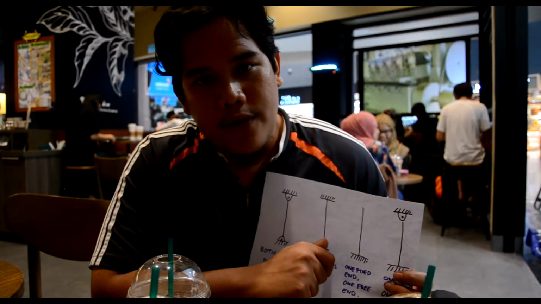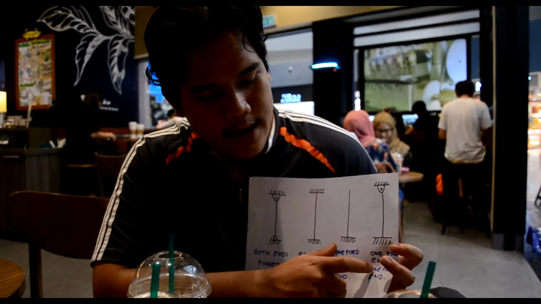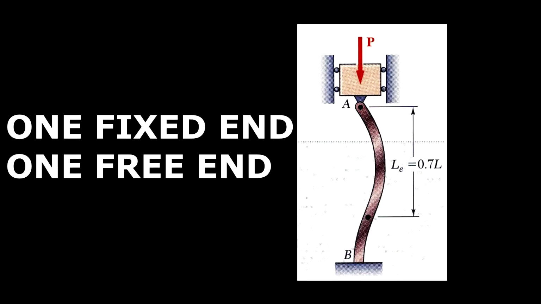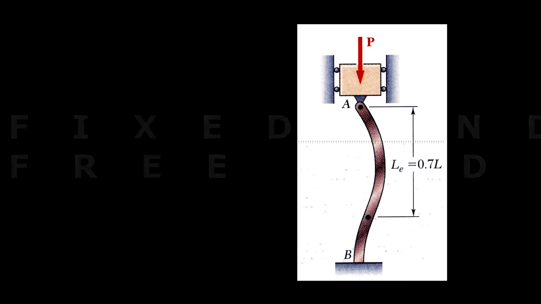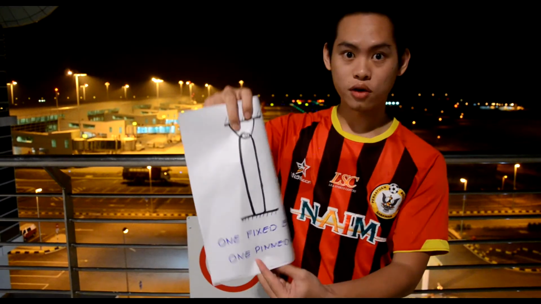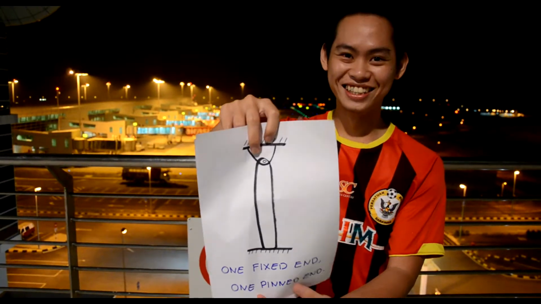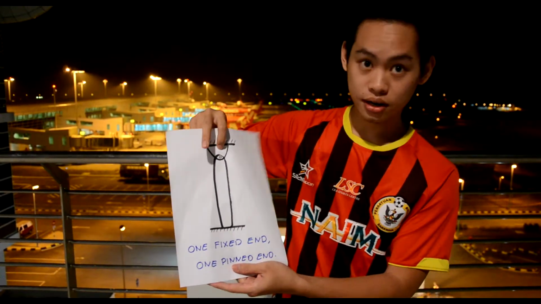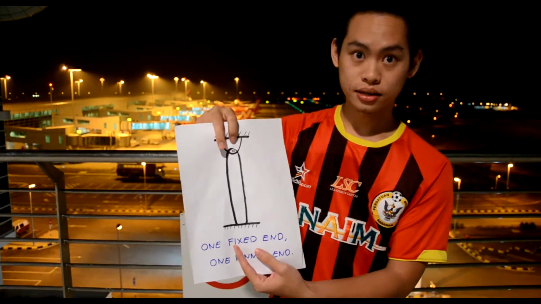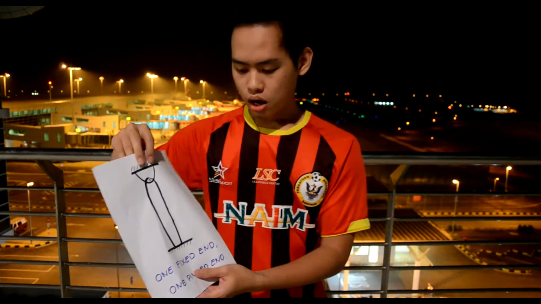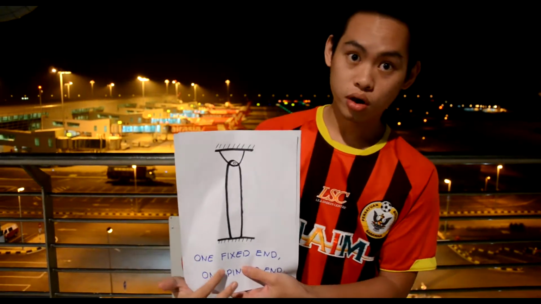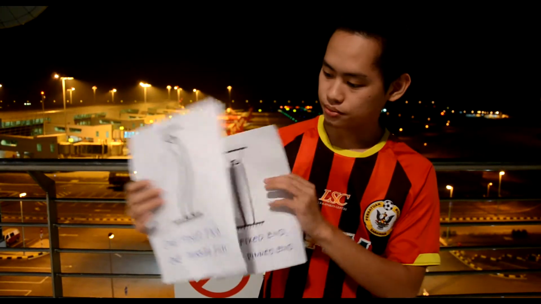Lastly, our type of column is one fixed end and one pin end. Next, I would like to show you the next type of column. Here we have a pin end and one fixed end column. When a force is applied on both the top and the bottom of the column, it will create something like this.